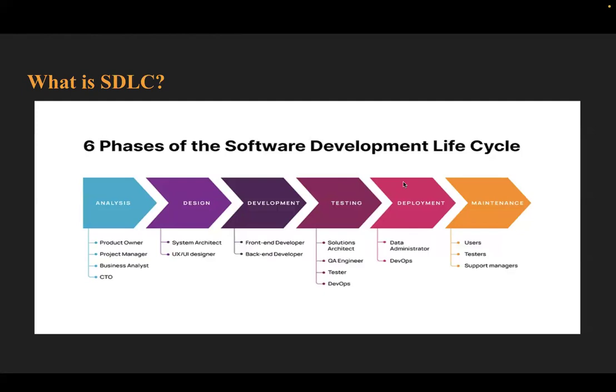So in the deployment phase, after the testing is completed, that application should be available to users, right? You cannot keep your application with you, so it should be available to users. In order to make that availability, you need to put this application on a server, so that your application will be available to all users. So you need to deploy your application, which is developed and tested, and that will be performed in the deployment phase.